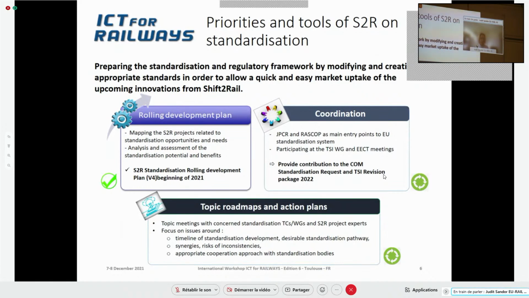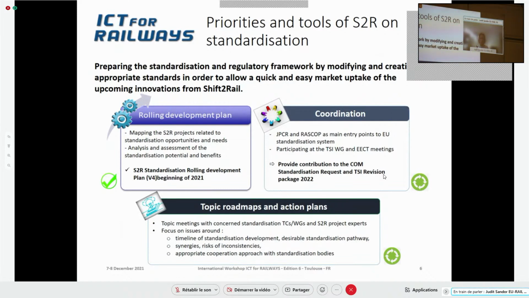And for that, there is a tool, a living document that is updated, that is collecting all this information in order to understand how the Shift2Rail activities contribute to the regulatory and standardization framework. Then the next point is, of course, coordination and communication. So when we know what Shift2Rail is going to contribute to, also to make awareness and communicate to the right forums and stakeholders what is coming out from the program.